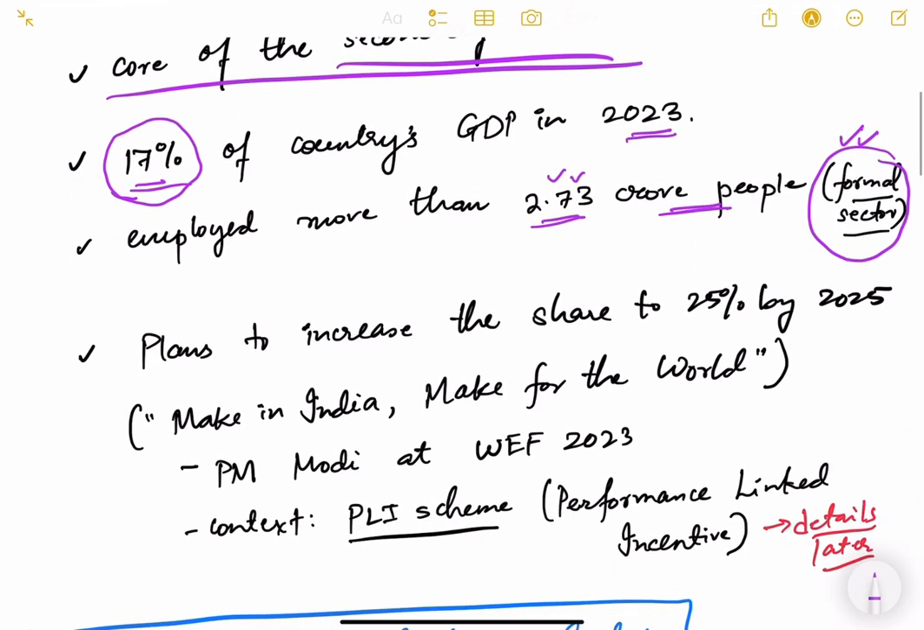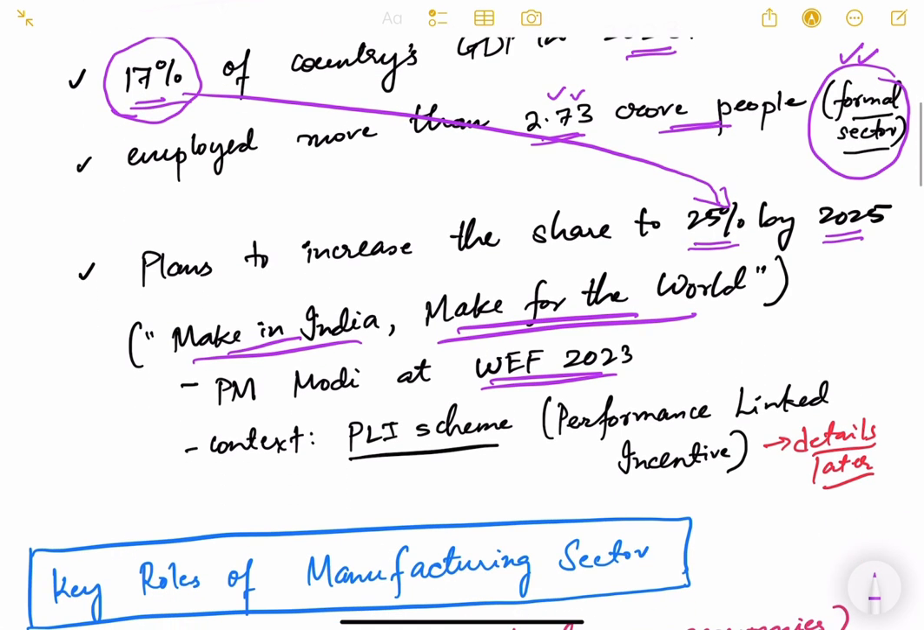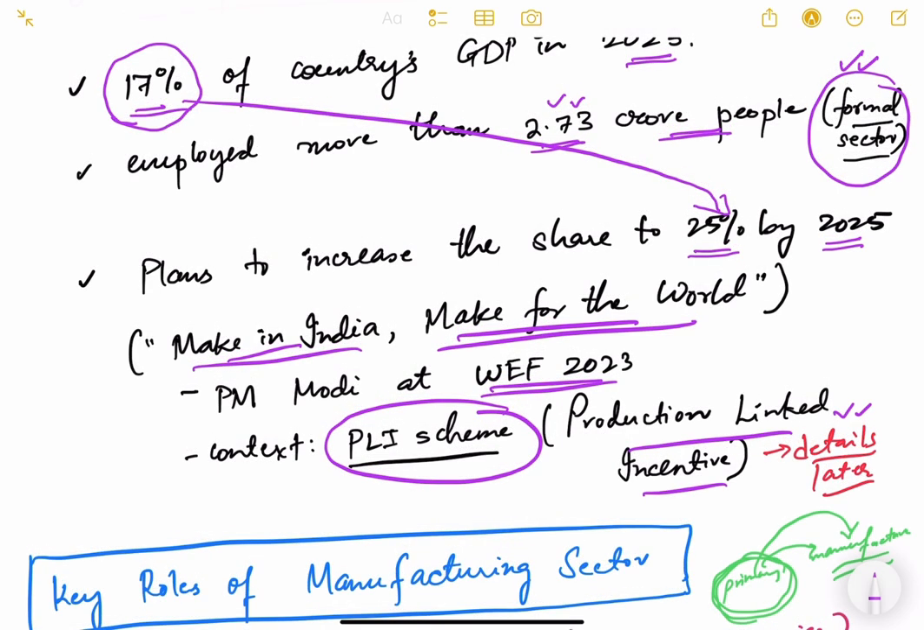Now there are plans to increase this share to 25% by 2025. This is what was said by the Honorable Prime Minister at the World Economic Forum in 2023, that India plans to increase this share from 17% to 25% in the next 2 years, by 2025. That speech was in the context of Make in India, Make for the World. This was the theme, and he was speaking in the context of a new scheme brought by the government of India, known as the PLI scheme, the production linked incentive scheme.